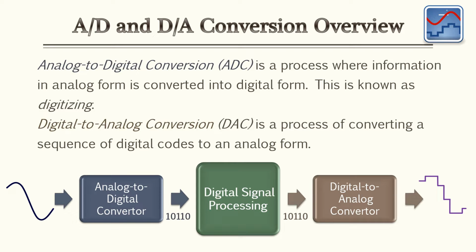Analog to digital conversion is the process in which information in an analog form is converted to a digital form. This is known as digitizing. And digital analog converters perform the process of converting a sequence of digital code to an analog form.